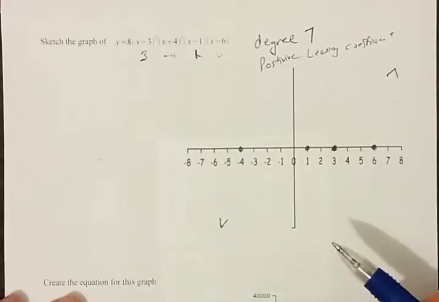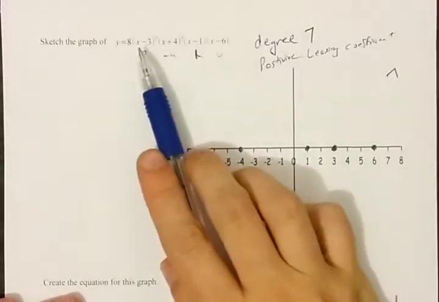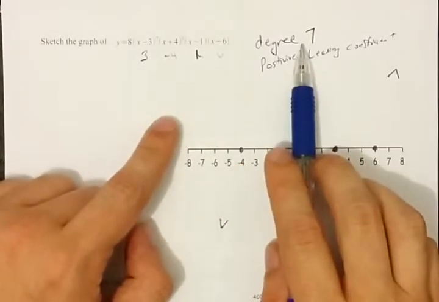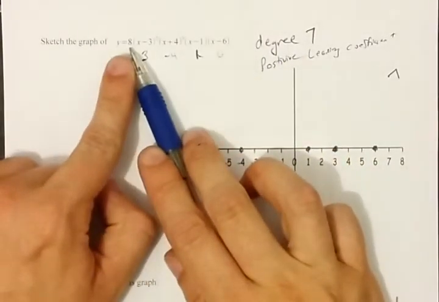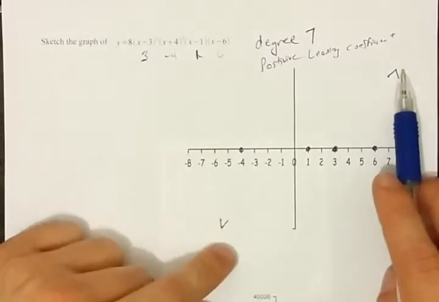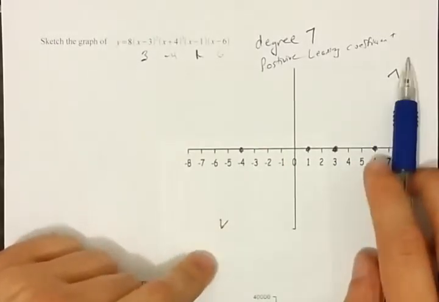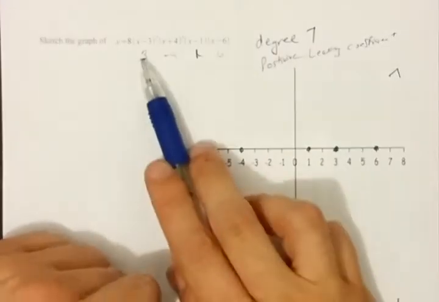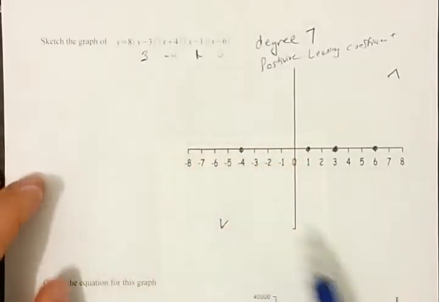All right, let's just pick up where we left off here. We had a polynomial of degree 7, and it had a positive leading coefficient, so it opens up to the right, down to the left like this. And we have our x-intercepts from each of the terms of the polynomial.